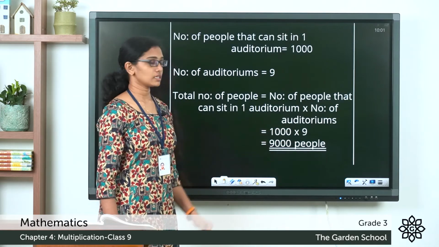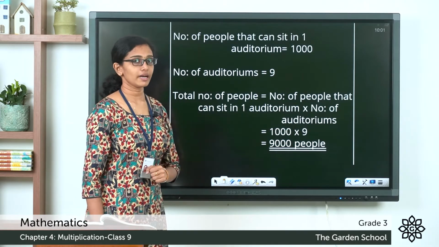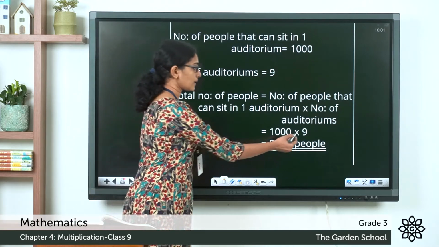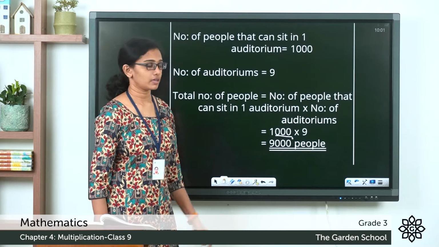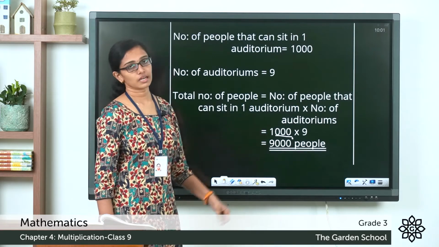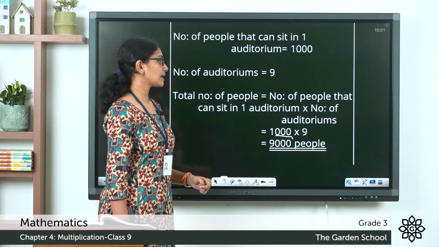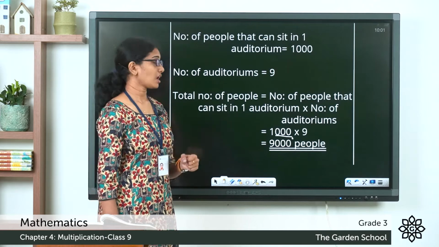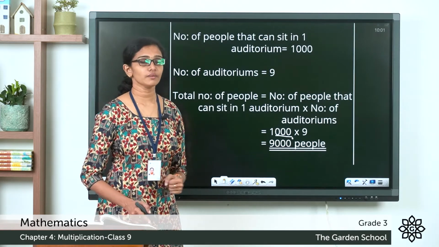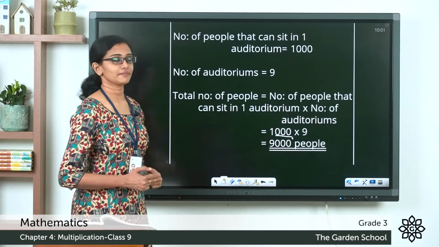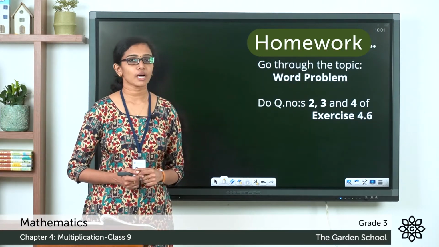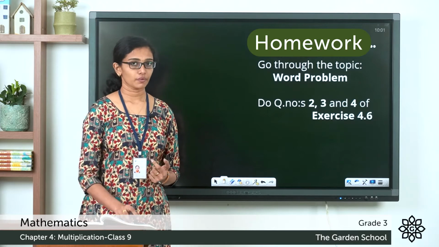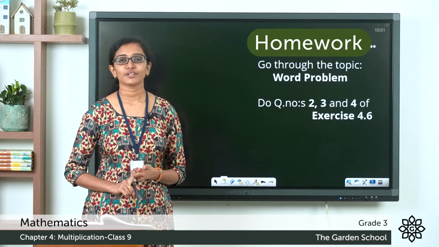So, 1000 into 9, a number multiplied by 1000. Just write the number and insert the 3 zeros of 1000 to the right end of the number. So, 9 into 1000 or 1000 into 9 is equal to 9000 people. So, how many people can sit in 9 auditoriums? 9000 people. Clear?